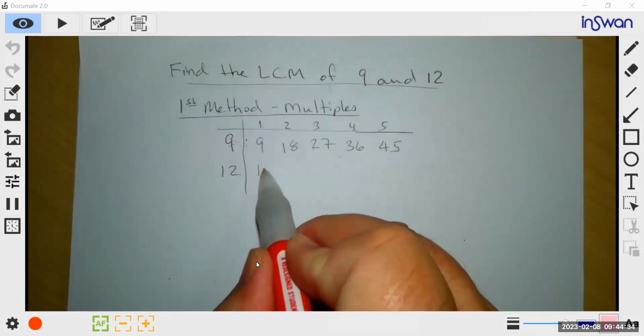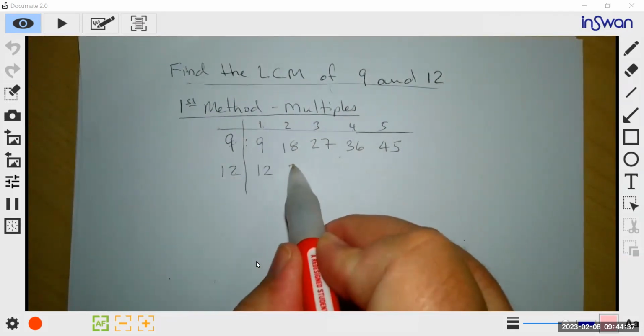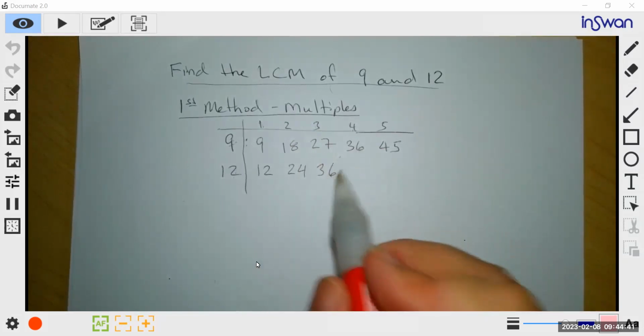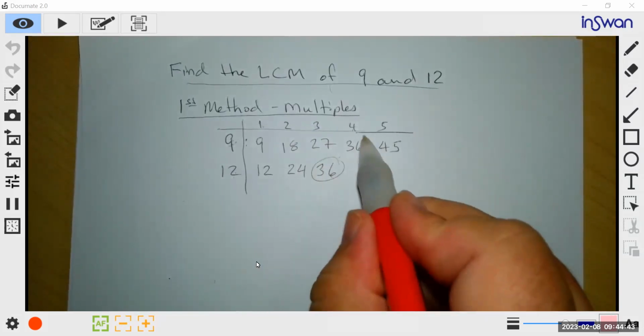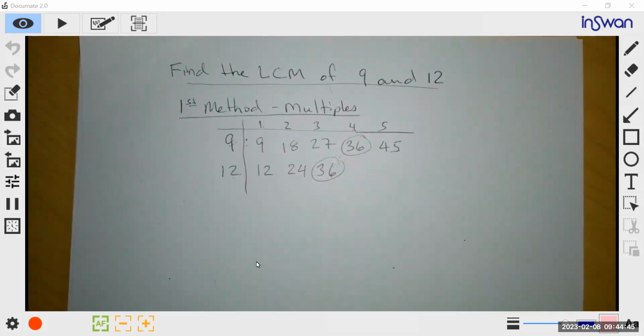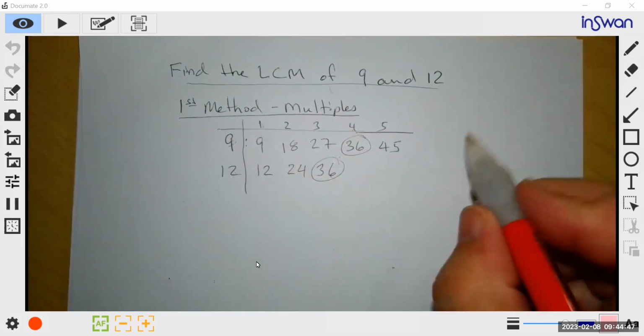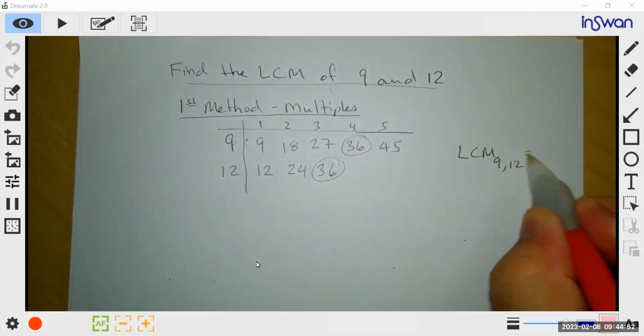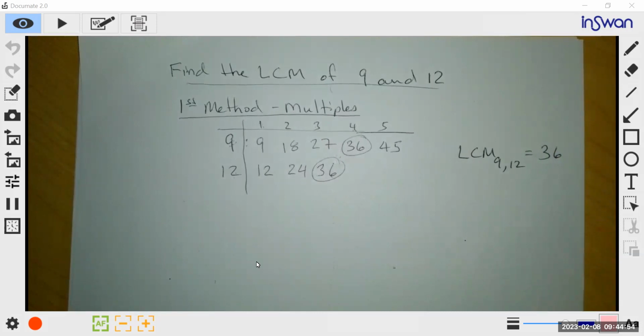Twelve times 1 is 12. 12 times 2 is 24. 12 times 3 is 36. Once you get to a point where you see this number and this number are equal, that's your LCM. LCM of 9 and 12 is 36. Everybody okay with that?